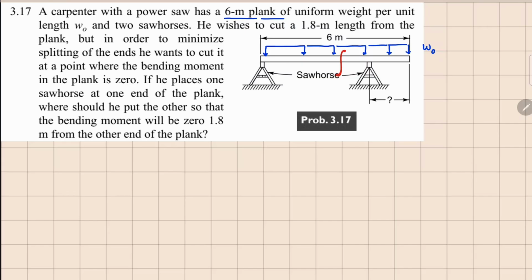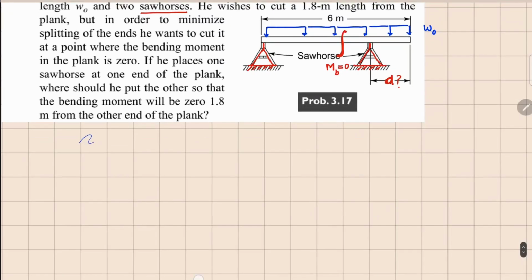so maybe somewhere here he wants to cut it, and to avoid splitting of the wood he wants the moment at this point to be equal to 0. Now how is he managing that? He is managing that with these two sawhorses. For one he is keeping it right at the end on this side. For the second one he is able to adjust it so that the moment is going to be 0 at this point. So the question is asking what should be this location D for the second sawhorse.